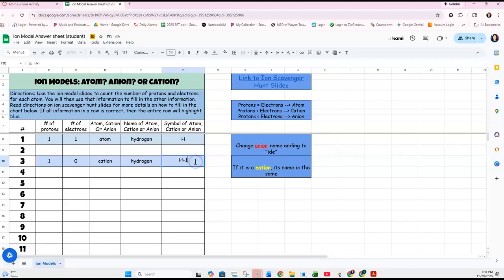Okay, so if you have any questions as to why it's changing or why it's not changing colors, make sure that there's no extra spaces after or before, and that it's spelled correctly, and that you have the correct number of charge if it is a cation or an anion. Again, if you have any questions, please make sure you reach out.